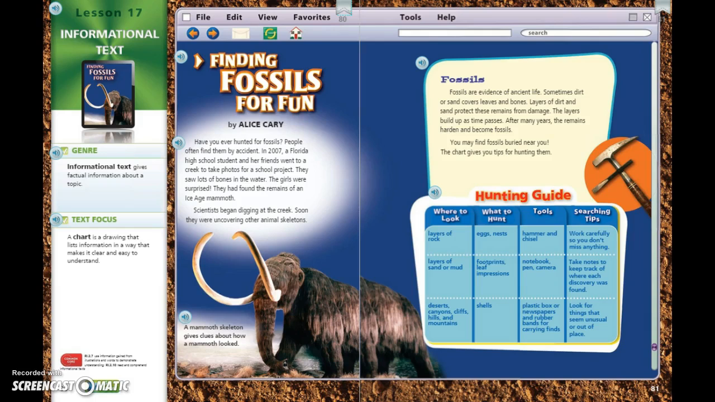The text focus is a chart. A chart is a drawing that lists information in a way that makes it clear and easy to understand. Please read the story on pages 80, 81, and 82. Pause the video and then return when you're done.